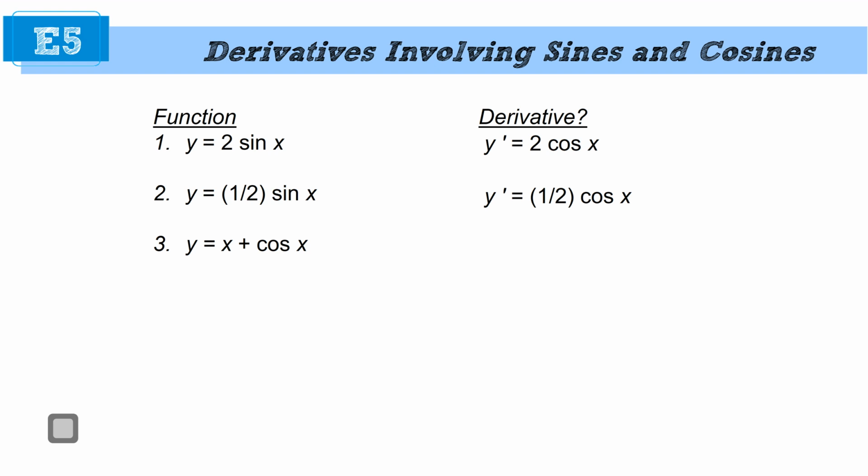Now we get the sum rule going in there. Take the derivative of x, which is 1. The derivative of cosine is negative sine, and therefore we're left with 1 minus sine x. Everything we do from this point on just takes these basic ideas and makes them more complicated.